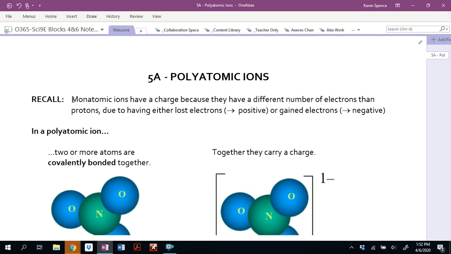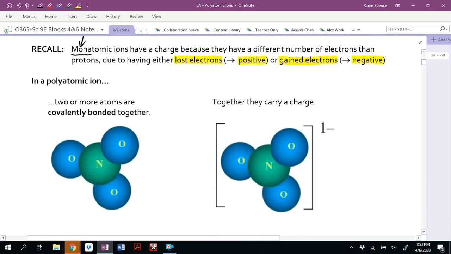So monatomic ions, if you remember, monatomic ions means that they have one atom. And they have a charge either because they have lost electrons, maybe because their valence shell was almost empty, or they have gained electrons. And that would be because their valence shell was probably pretty close to being full. If they lose electrons, they become positive. If they gain electrons, they become negative.